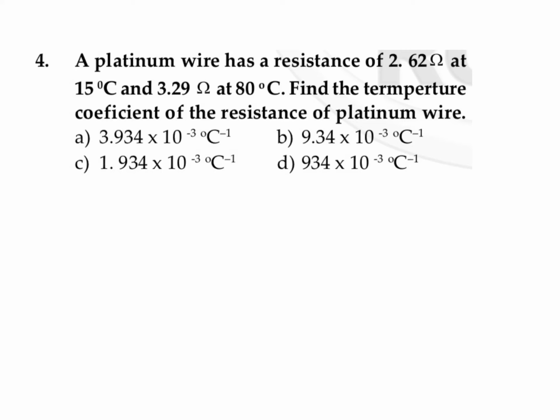In this question, it is given that a platinum wire has a resistance of 2.62 ohm at 15 degrees Celsius, and 3.29 ohm at 80 degrees Celsius. Find the temperature coefficient of resistance of the platinum wire.